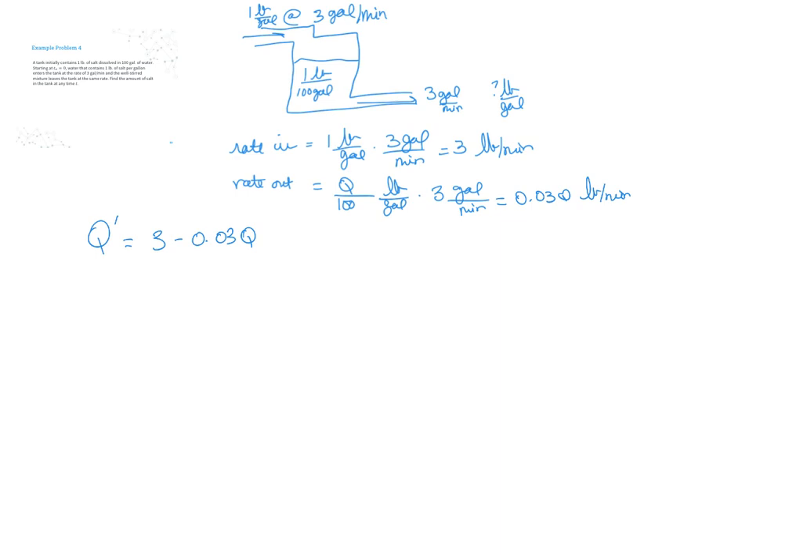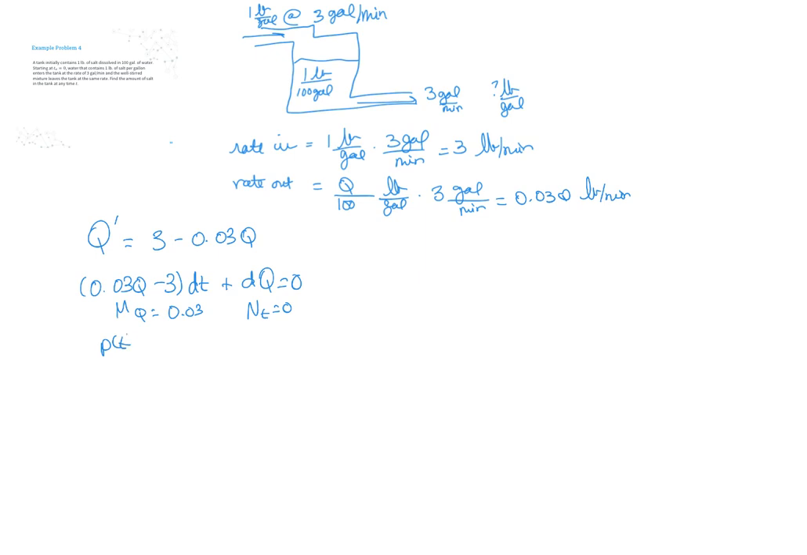So when we rearrange our terms and bring them over, we end up with 0.03q minus 3 dt plus dq equals 0. So now we need to check for exactness. M sub q, or the partial of M with respect to q, is 0.03. The partial of N with respect to t is 0. So it's not exact, which means we need to find an integrating factor.